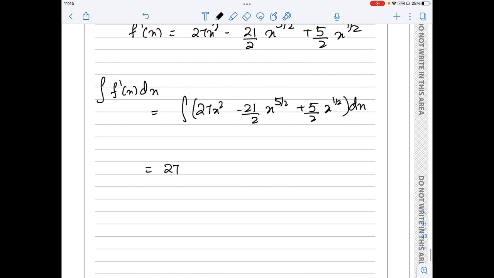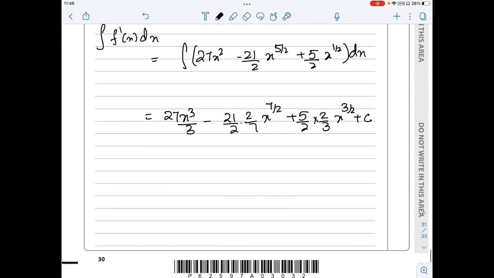So what does that become? 27x cube upon 3 minus 21 upon 2 times 2 upon 7 x power 7 upon 2 plus 5 upon 2 times 2 upon 3 x power 3 upon 2 plus c. So what does that become? y equals to 9x cube minus 3x to the power of 7 upon 2 plus 5 upon 3 x power 3 upon 2 plus c.